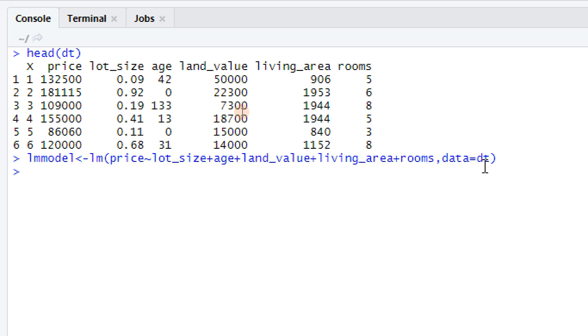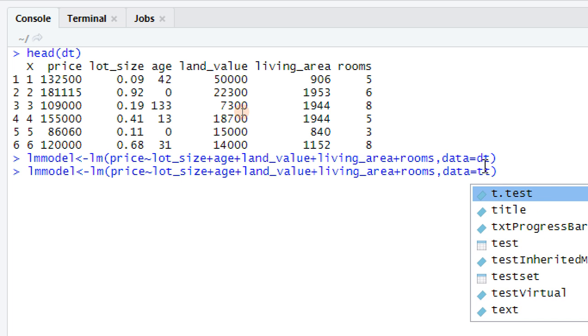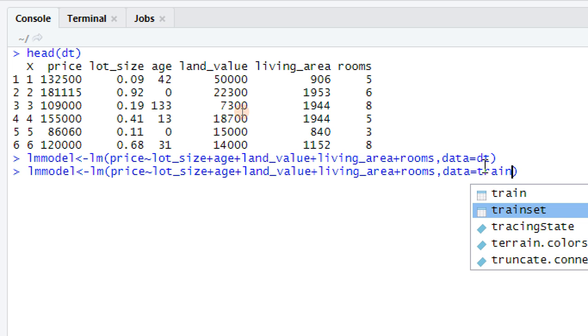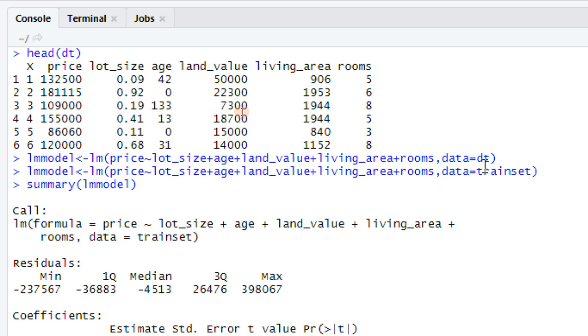But what I need to do is supply only the training data set, right? So the train set. Using this train set I am training my model. So the model was trained now. If you want to see the summary of that model, look at that. This is the summary of the model.